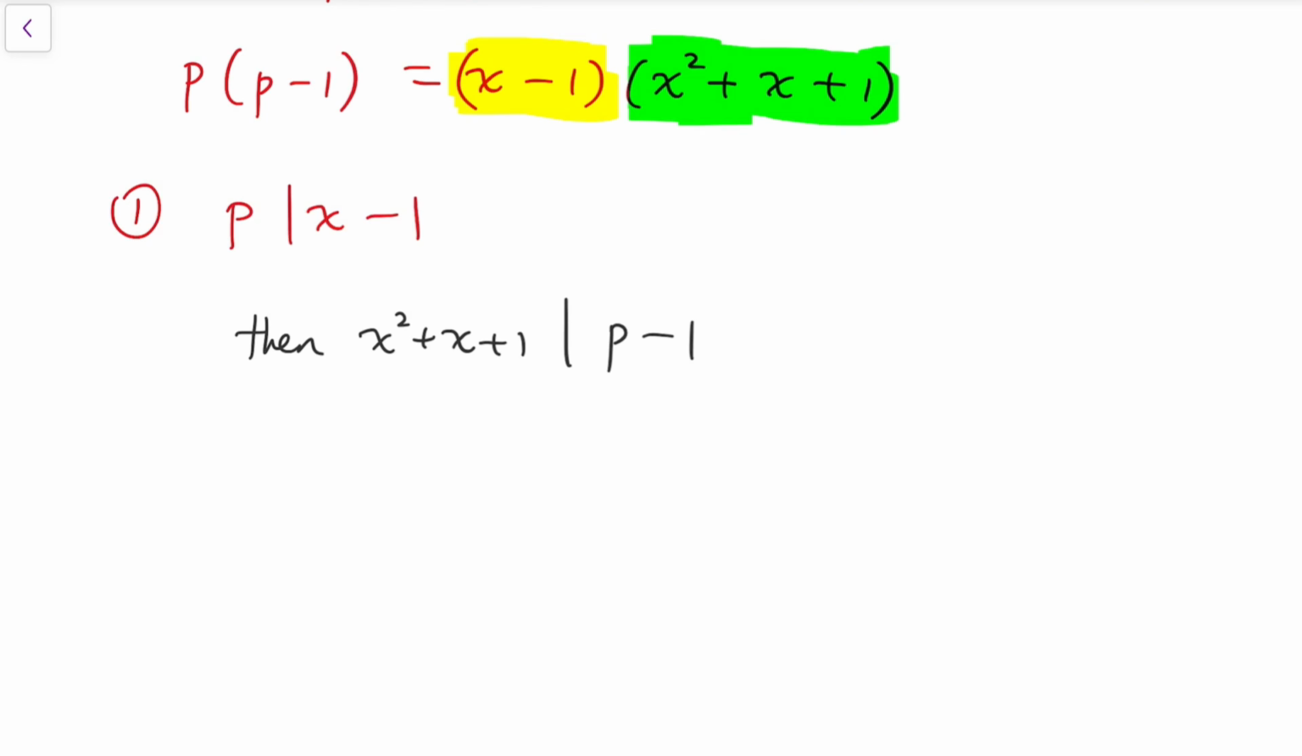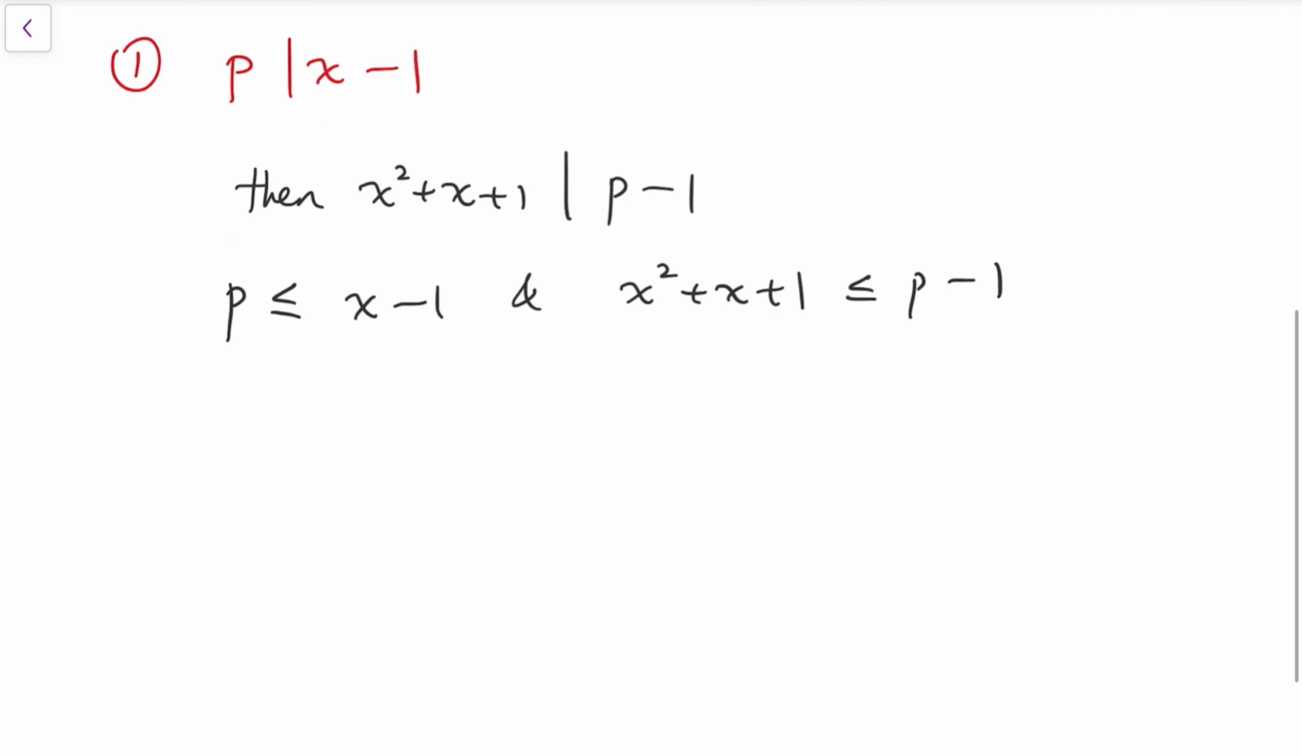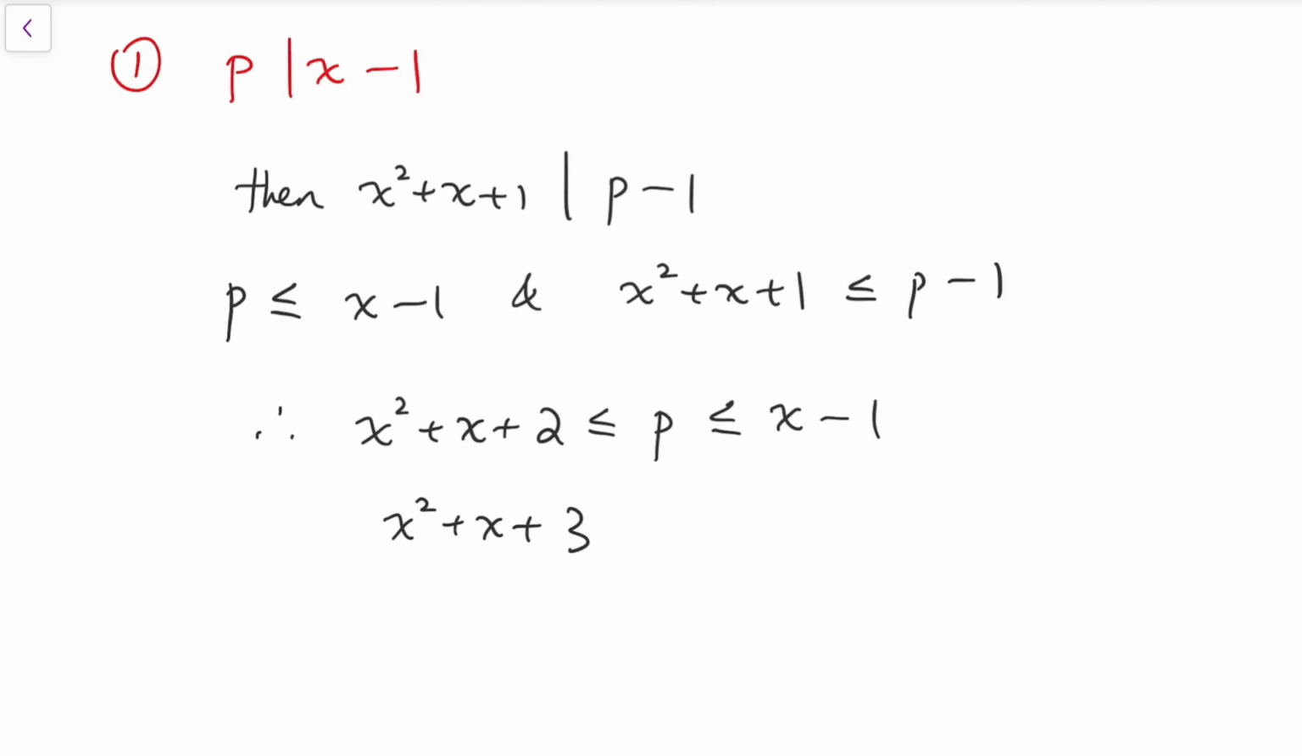But from this, we would have p to be at most x minus 1 and x squared plus x plus 1 to be at most p minus 1. So that means, on one hand, the quadratic expression x squared plus x plus 2 is at most p, and at the same time this p is at most x minus 1. So we have x squared plus 3 to be at most 0, but that's impossible. So that means we have no solution for this case.